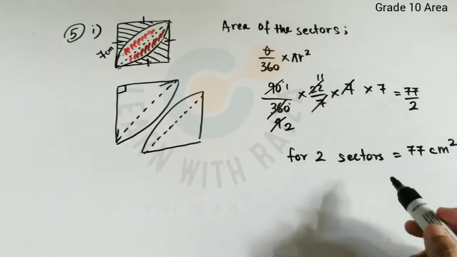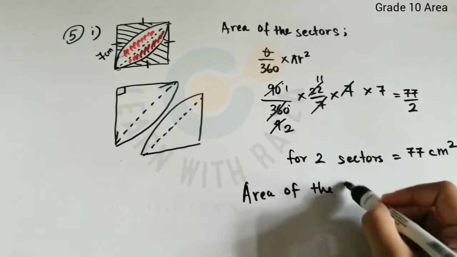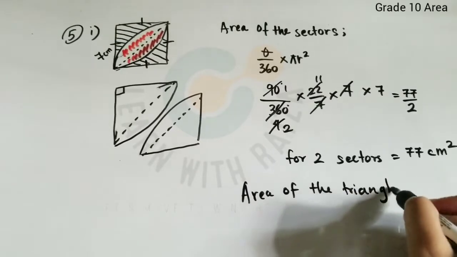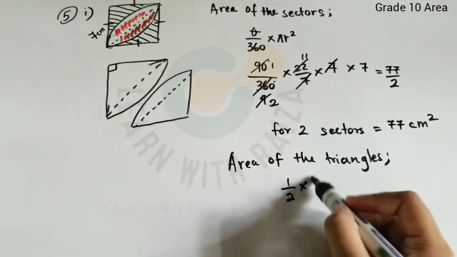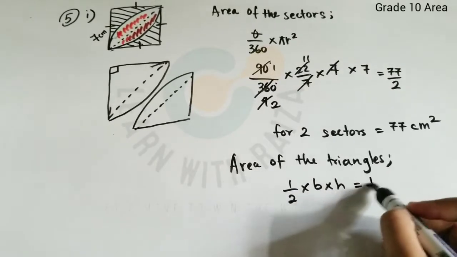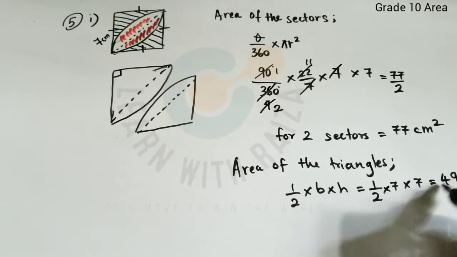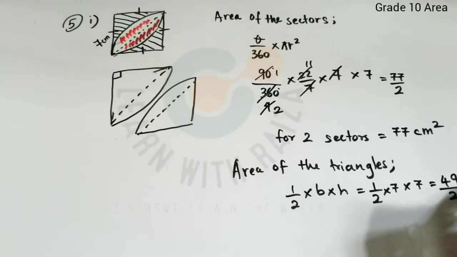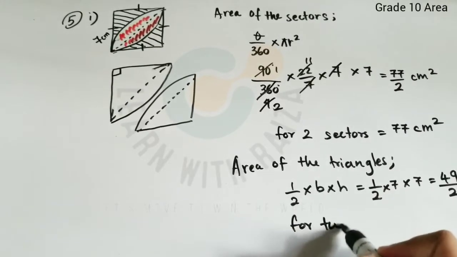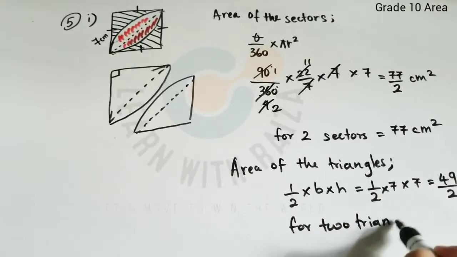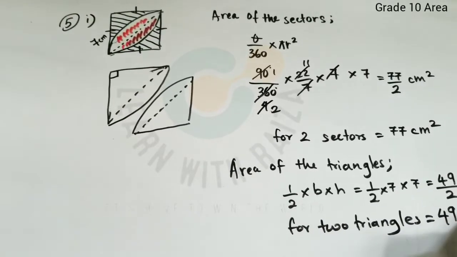Now, from the area of the sector, I told you to subtract the area of the triangle. So, we'll take the area of the triangles. Half into base into height, that is equal to half into 7 into 7. So that is 49 upon 2 for one triangle. This is for one sector. For two triangles, if you multiply by 2, 2 gets cancelled, so 49 square centimeter.